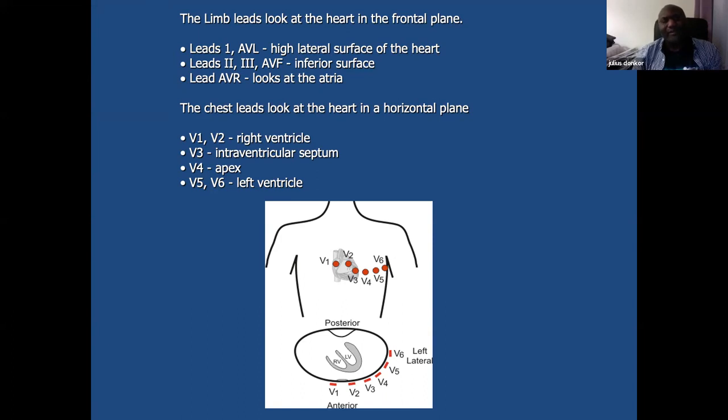So your V3 and V4 really look at your septum. And your V5, V6 looks at the left ventricular wall. So you can see the outline at the bottom there, comparing the ECG to basically the position of your heart, the anterior part and the posterior part.